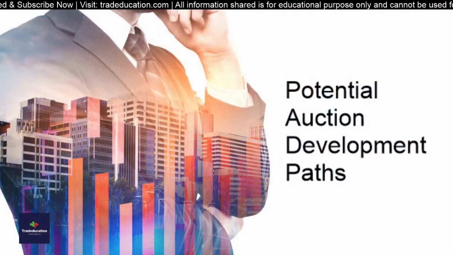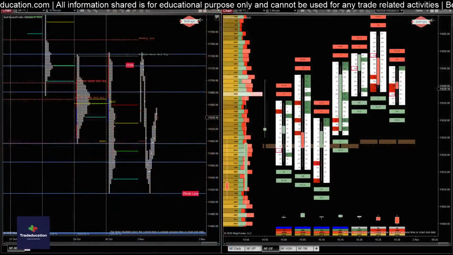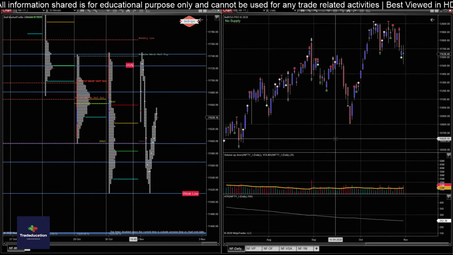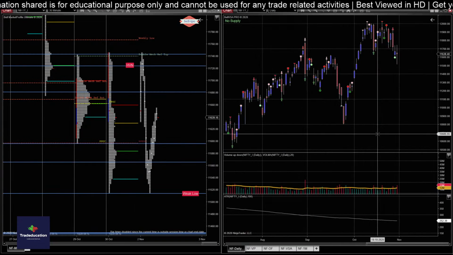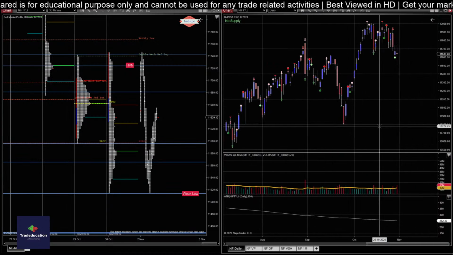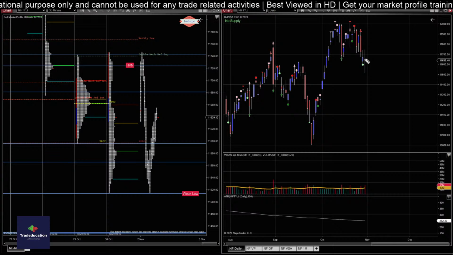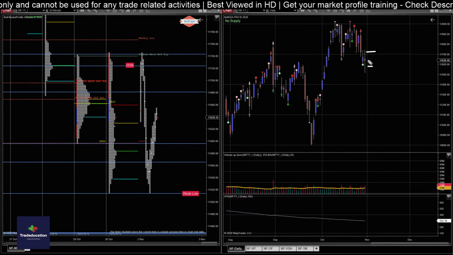Okay, so with that, let me quickly share my screen and let's see which are the potential option development paths for today from an intraday trade perspective. First of all, let me just jump to the daily chart. I think there is some issue with the charts, but overall, we see a good rejection around the highs and around the lows, and a sort of doji candle is formed on the daily chart.